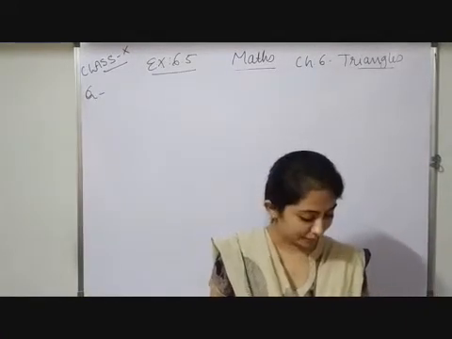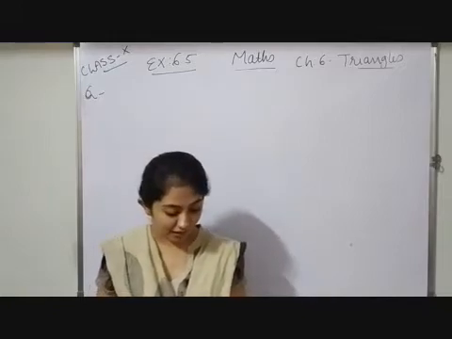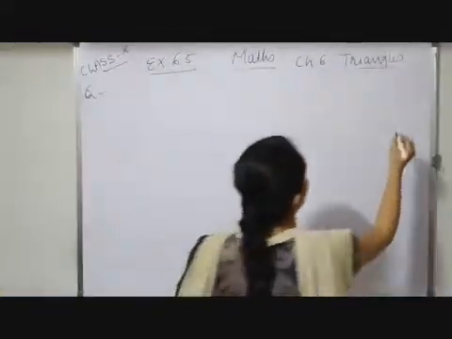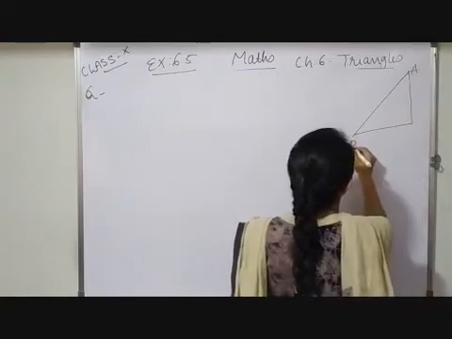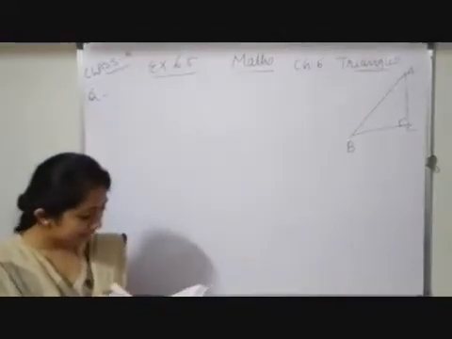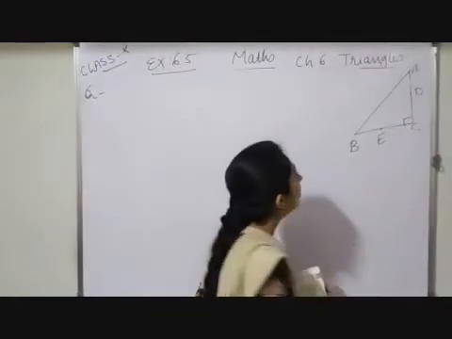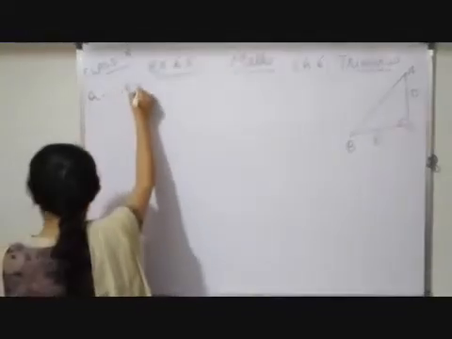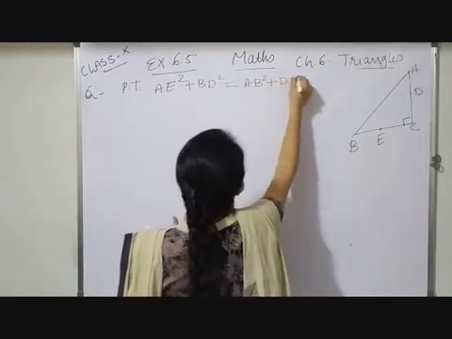Now the next question I am explaining. D and E are points on sides CA and CB respectively of triangle ABC, right angled at C. Here let me draw one triangle ABC with 90 degrees at C. D and E are points on sides CA and CB respectively, somewhere D, somewhere here E. Prove that AE square plus BD square equals AB square plus DE square.